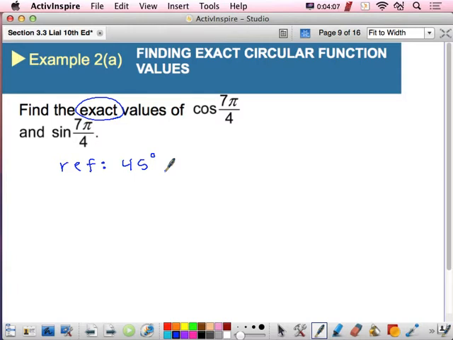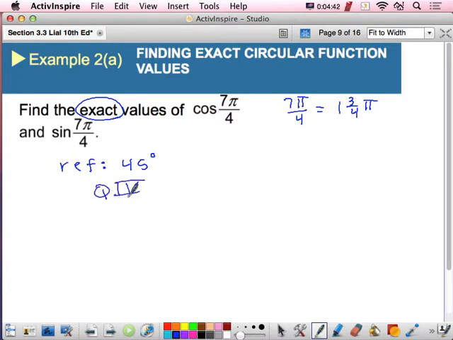So 7 pi over 4 is in which quadrant? Quadrant 4. How do you know just by looking at it? The top is 1 less than double the bottom. If you look at the fraction 7 over 4, the top is 1 less than double the bottom. So 7 pi over 4 is the same as 1 3/4 pi, which we can see is between 1 1/2 and 2 pi. So if you ever get stuck, you can look at it that way. So we do know that it's in quadrant 4.